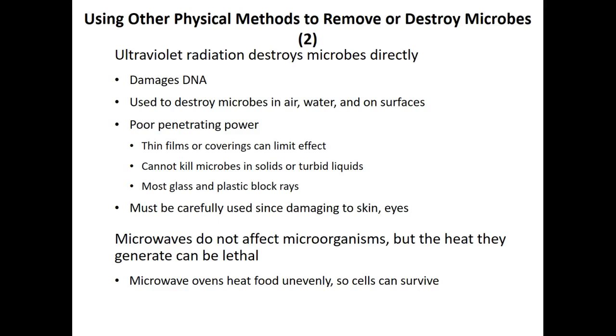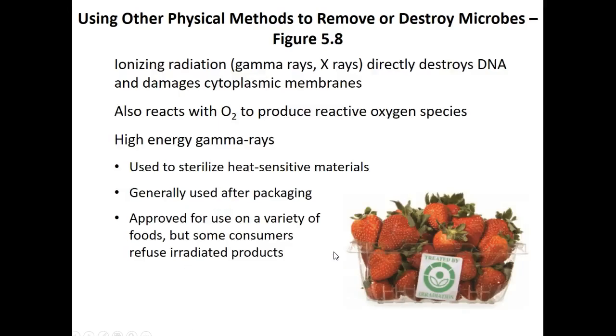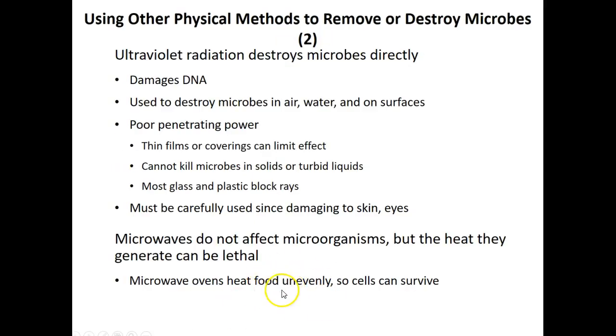Microwaves, they're mentioned here because while they're not individually strong enough, if you go back to this image here, not very strong, but as they penetrate an object, they can generate heat. And the heat ultimately can be lethal. But you can see here, they don't heat food evenly, so it's possible for some organisms to survive.